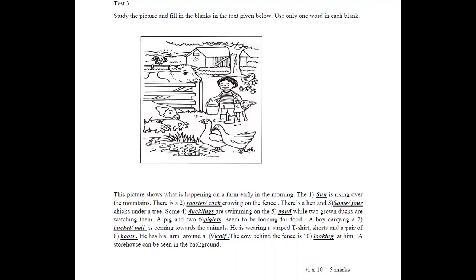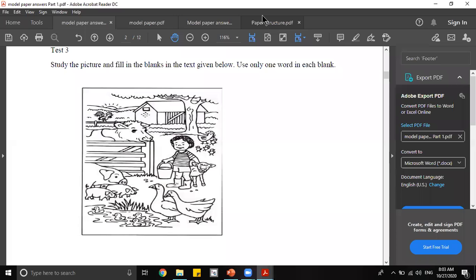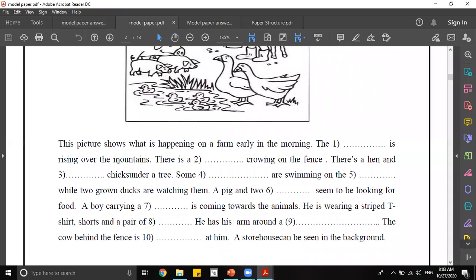As for the first blank, they have given you sun. You can see over the mountains the sun, because this is actually a picture of morning. So therefore you can add that word into the blank. So the first one is the sun is rising over the mountains.